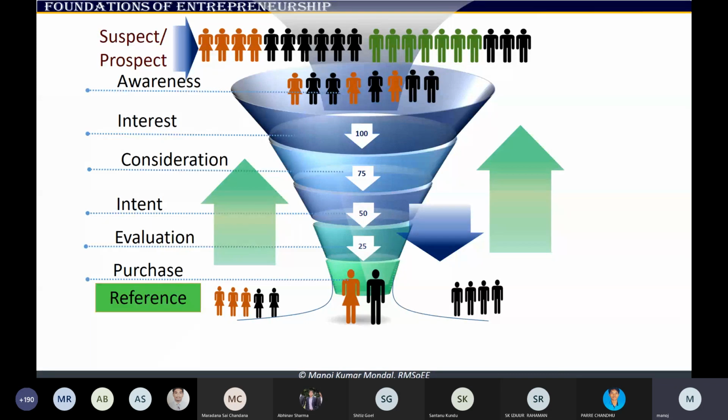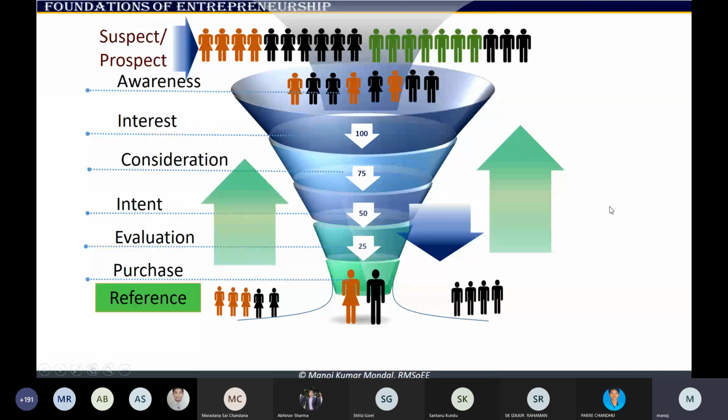After purchase, they talk about it to their friends, so it becomes word of mouth. In the office, at the tea party or in the coffee shop, they keep talking about your product. Then more people come to know and come in, and they travel the same path, or maybe there will be a shortcut at intent or evaluation, or some people will directly purchase because they trust you. That is what is called the marketing funnel.